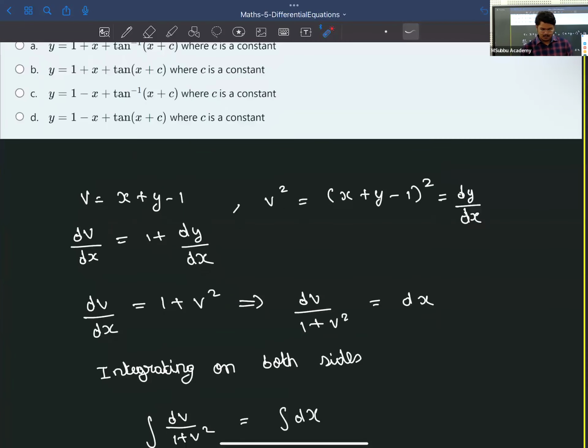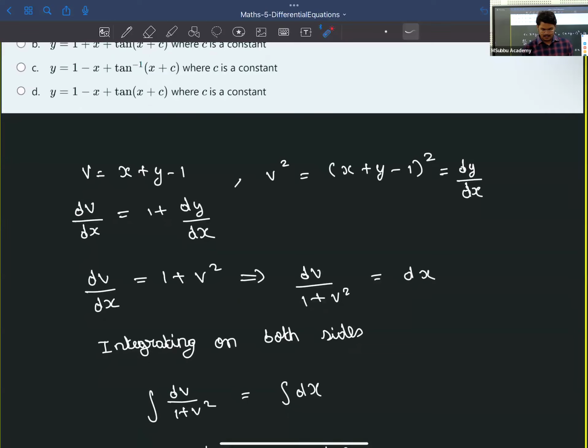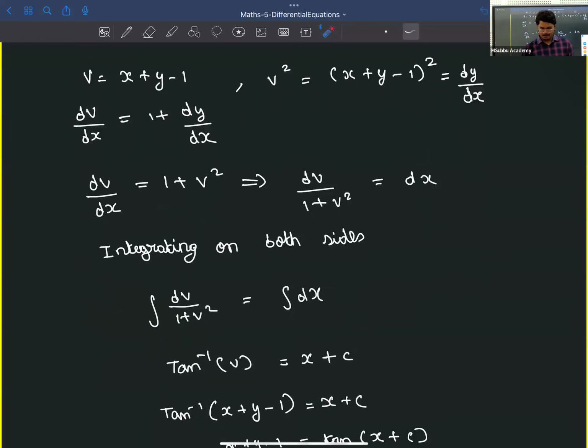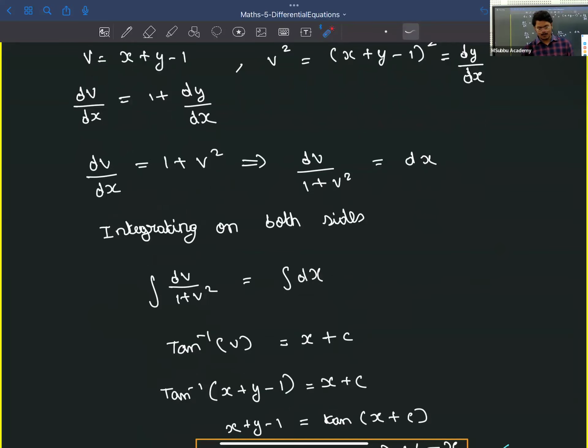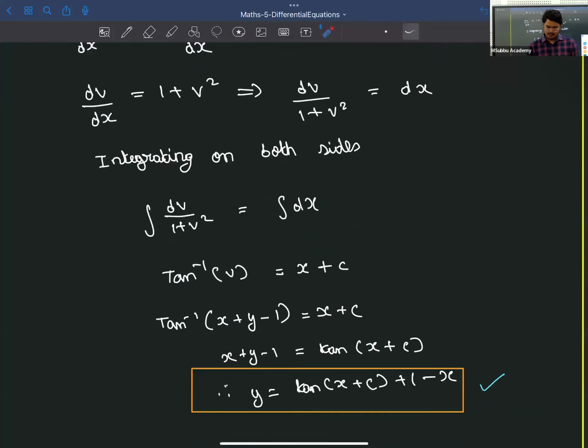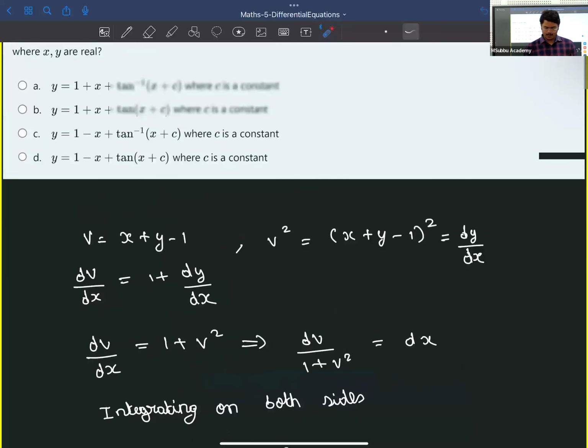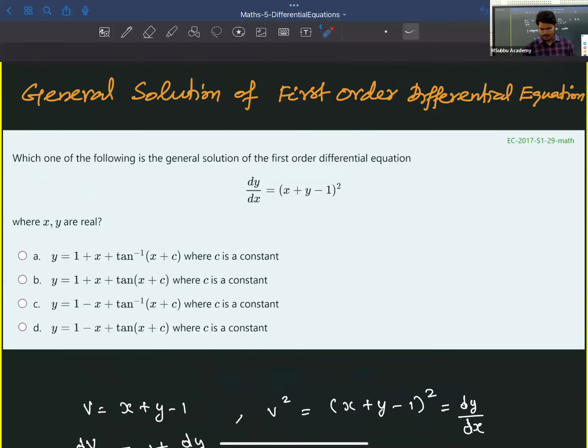So just bring this term here, then take this dx here. That is what we did here. So now integrate both sides. Integration of 1 by 1 plus v square is nothing but tan inverse v. So tan inverse v will be equal to x plus c. C is nothing but a constant term because we don't have any limits here. So what is v here? v is nothing but x plus y minus 1. So write x plus y minus 1.